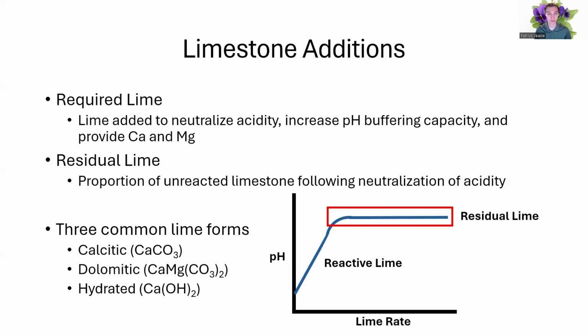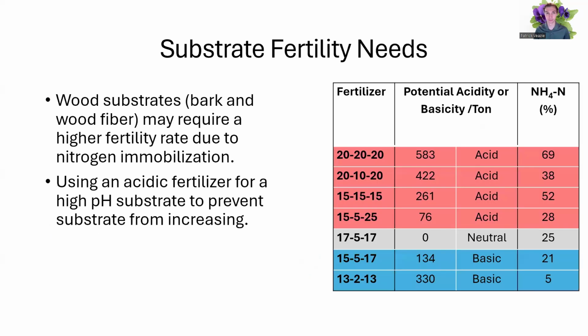So your limestone additions, you can kind of look at it two ways. The required lime is added to neutralize the acidity and increase your buffering capacity and provide calcium and magnesium to the crop. Your residual lime is your portion of unreacted limestone following the neutralization of that acidity up to a certain point. We have three common lime forms of calcitic, dolomitic, and hydrated lime. Calcitic and dolomitic lime are the ones that are mainly added into substrates, but you can use any to create a set point pH that you are looking for. And they all have different reactivities. So understanding which lime is used, the rate, and the particle size is very important.